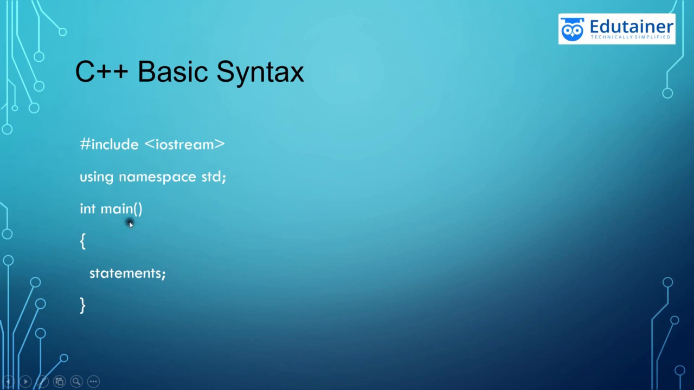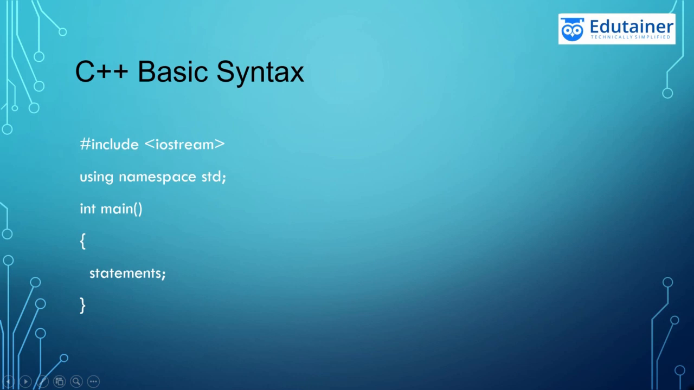Then we are creating a function, the main function. Over here we will be writing with curly braces. We have opened the curly braces. We will be writing our statements in it, and the closing curly bracket over here. So this is the basic syntax of C++.